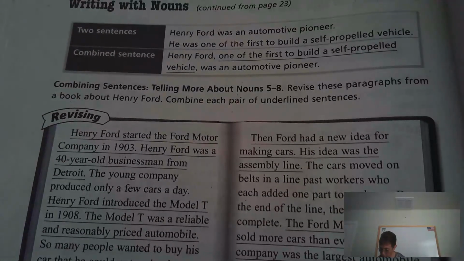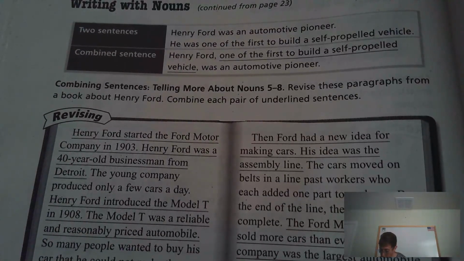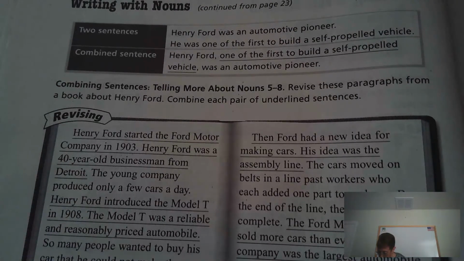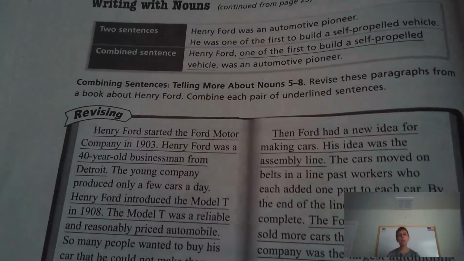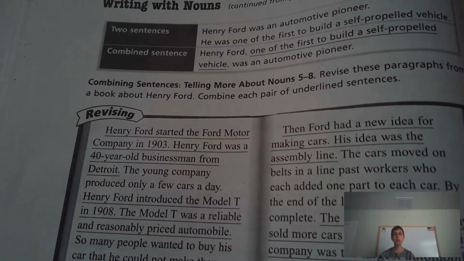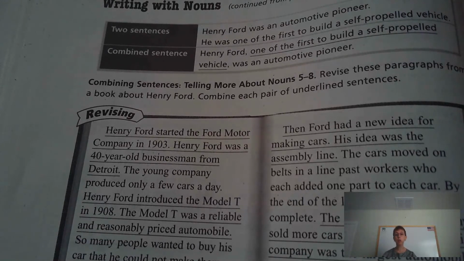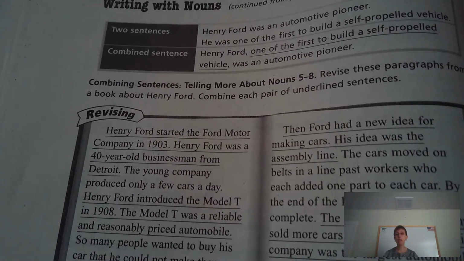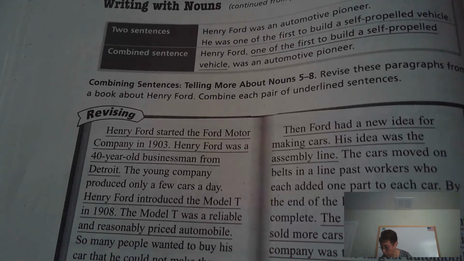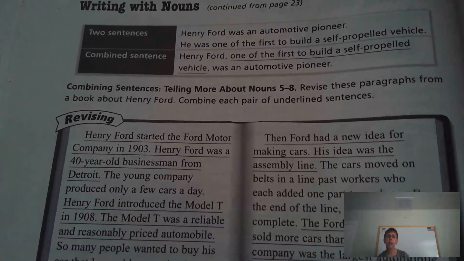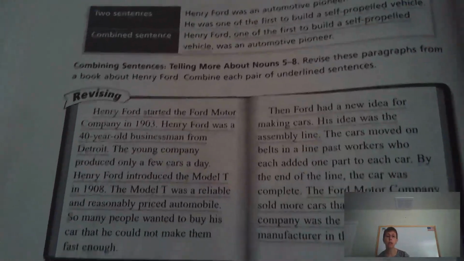So now the directions here say to revise these paragraphs from a book about Henry Ford and combine each pair of underlined sentences. Okay. Now this is a little bit different than the page that we did together. The page that we did together was strictly looking at predicates that were exactly the same and combining the subjects. Well, here they're taking it a little bit further, where they just simply want you to look at sentences that can be combined.